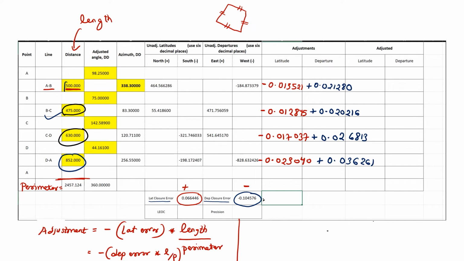Okay, so I've calculated all the adjustments for the latitude and departure, and here you can see that the magic happens. Our lat closure error is positive, so all your adjustments are negative, right? The corrections are negative, and the departure closure error is negative. That is why all the corrections are positive. Okay, so I want you guys to do this last step. So add all the latitude and departure. What happens when we add all the latitude and departure?